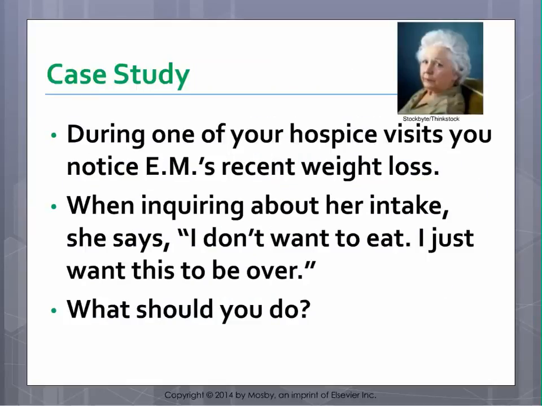During one of your hospice visits, you notice that EM has recently lost weight. When inquiring about her intake, she says, "I don't want to eat. I just want this to be over." What should you do? Well, complete a more thorough assessment of the availability of foods that she may be interested in. Perhaps it's time for a family conference with the interdisciplinary team to discuss EM's rights and how to provide quality care. Review system function for indications of decline, especially GI status, urinary output, and skin condition.